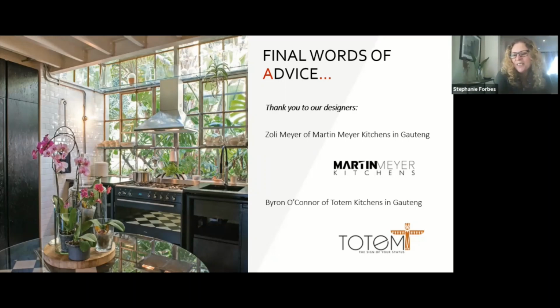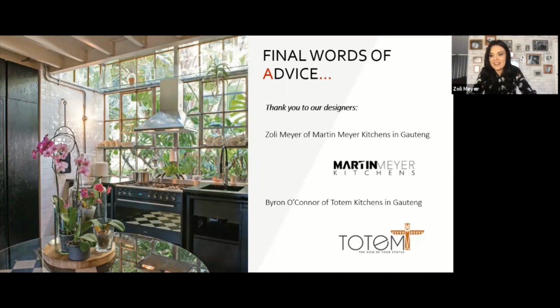100%. And Zoli, for you, what are you finding exciting in new trends? Yeah, I agree with the immediate things, like Byron said. We do enjoy the more natural materials. I do see that coming in quite a lot, using stones and natural materials. Something I'm excited about, we'll see how South Africa adapts to it, is a trend like luxury minimalism.